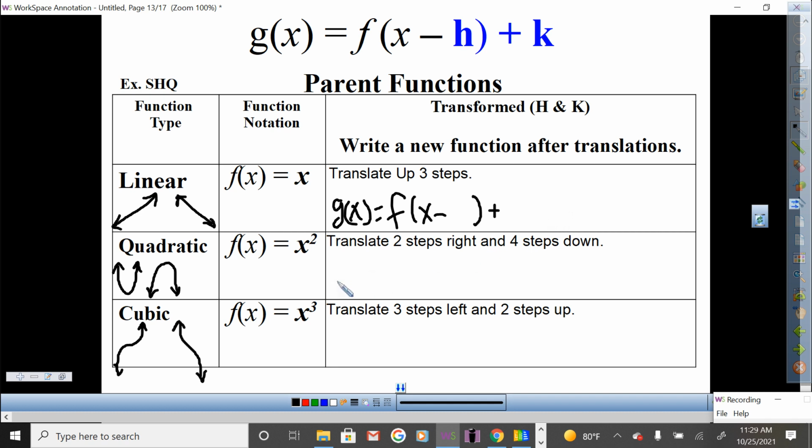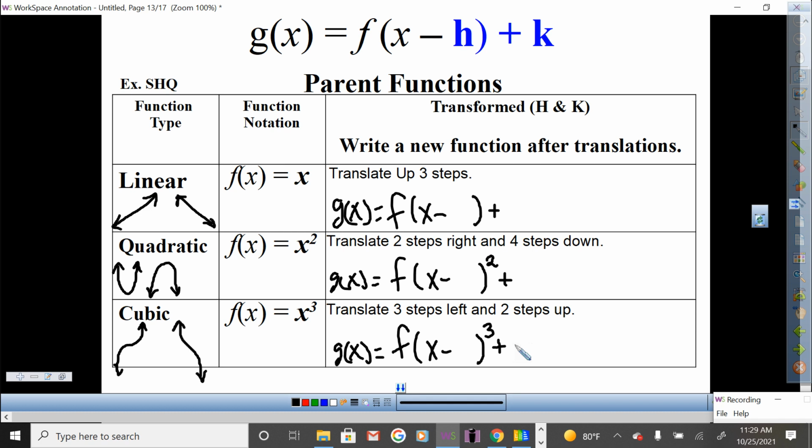I'm going to do the same for the quadratic. g of x equals f of x minus, empty space, close parentheses. However, now that it's a quadratic, I'm going to do to the second power and plus blank. Now, how about the cubic? g of x equals f of x minus, empty space, and now since it's a cubic, close parentheses to the third power, and then plus.